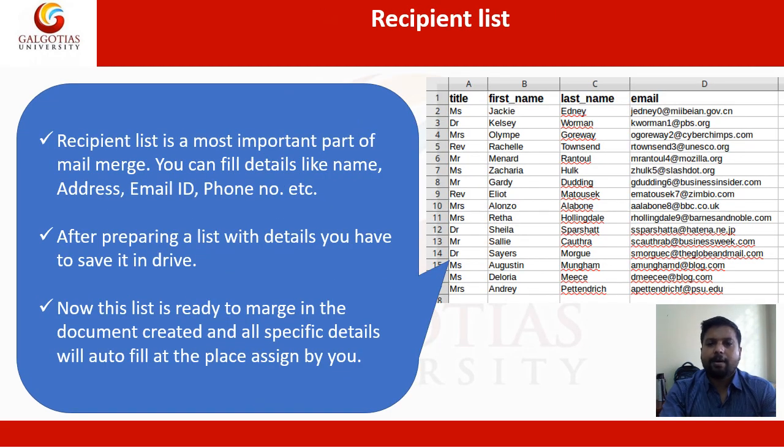so here we will discuss what the recipients list is. The recipients list is the most important part of mail merge. You can fill in details like name, address, email address, phone number, etc. After preparing a list, you have to save that list in your drive. That means you can save it on the desktop, on the D drive, or on your pen drive. Now when the list is ready, you have to open your MS Word, where the letter or the body of that content is available.